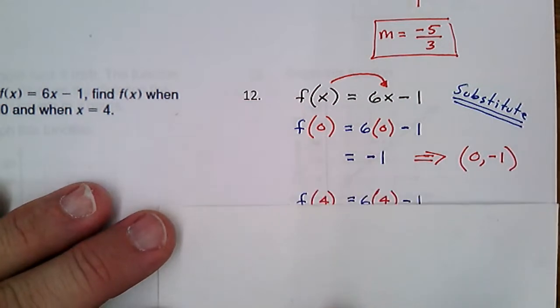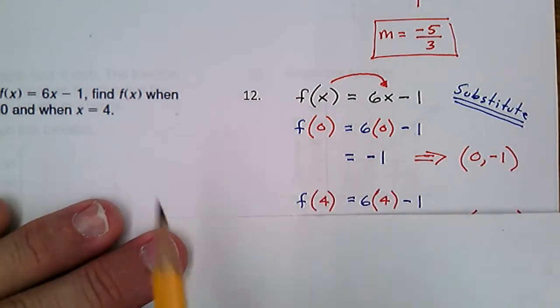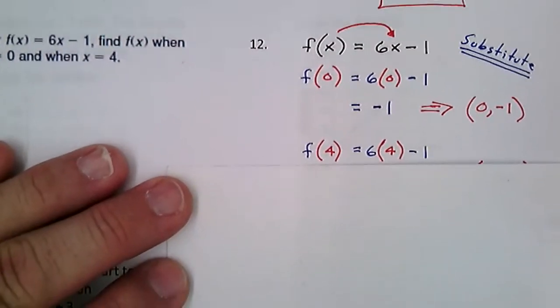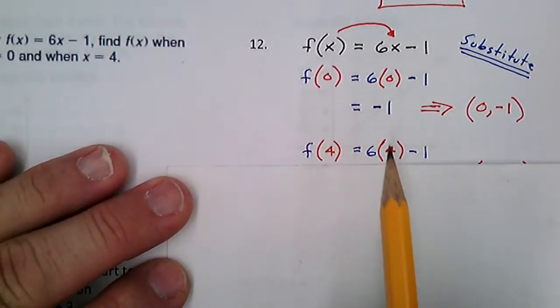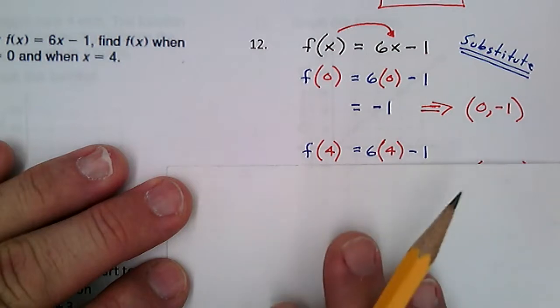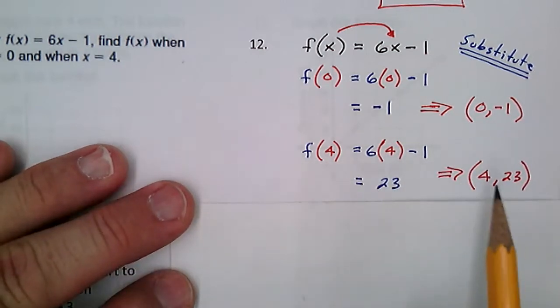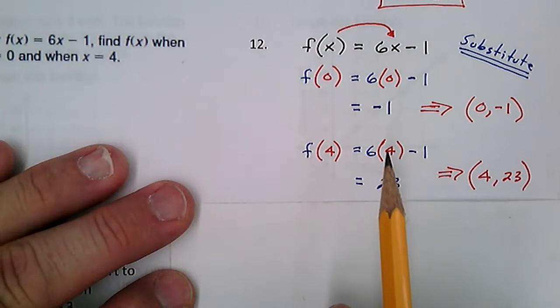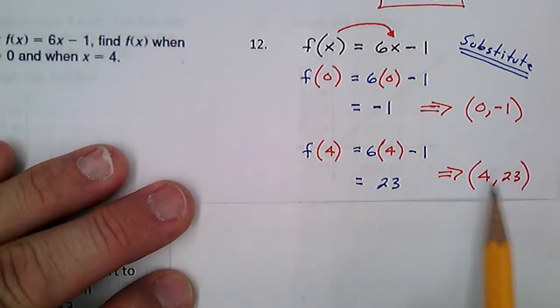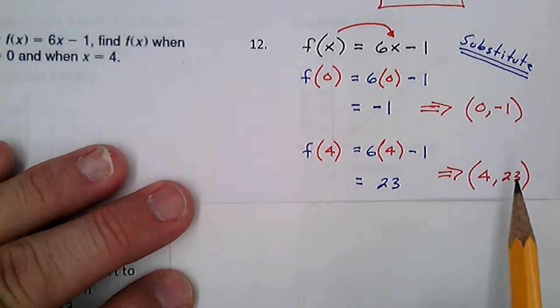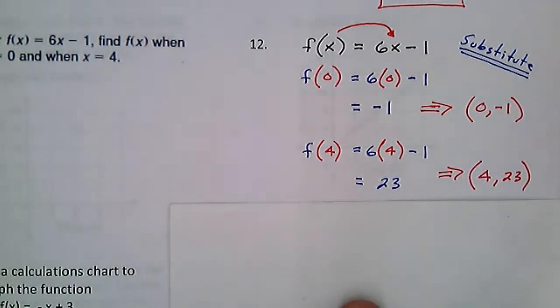Now I'm going to do the same thing for the number 4. X is equal to 4. So I'm going to put a 4 here and a 4 here, and drop that in. That makes 24 minus 1, which is 23. So my pair over here is 4 comma 23. If I plug in a 4, I get out a 23.